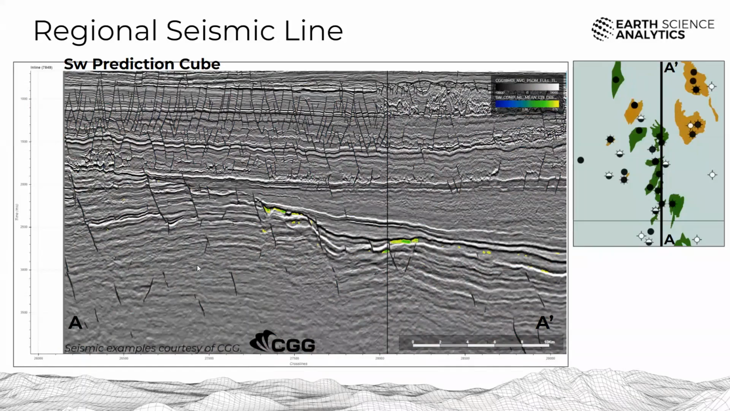Also, what I want you to notice is the lack of anomalies across the area here. If we found lots of hydrocarbon anomalies, then maybe our confidence in the water saturation model would not be so high, but it seems to be performing quite well in this area.